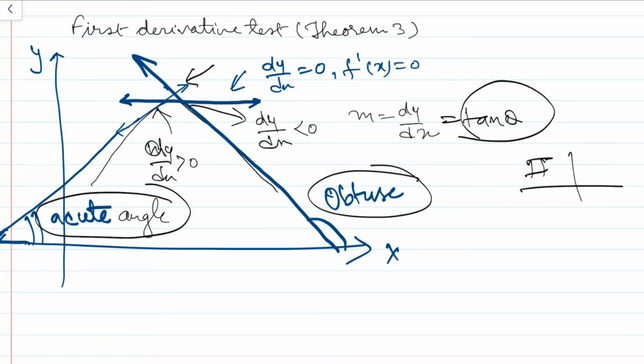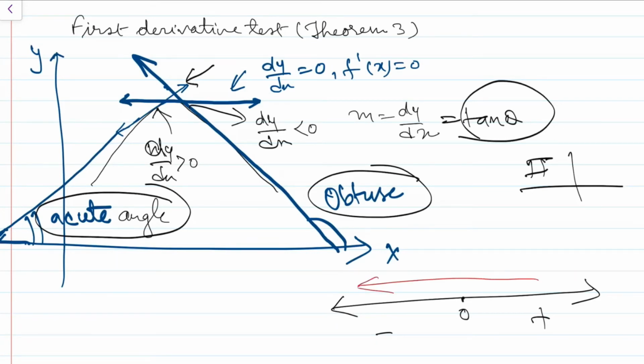So at the maxima point, the value of the first derivative is first positive, then it becomes 0, and then it becomes negative. First the first derivative is positive, then becomes 0, then becomes negative. It means that at the maxima point, the first derivative decreases. dy over dx decreases at local maxima.